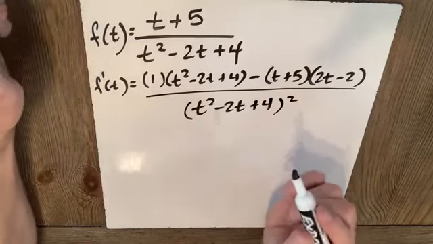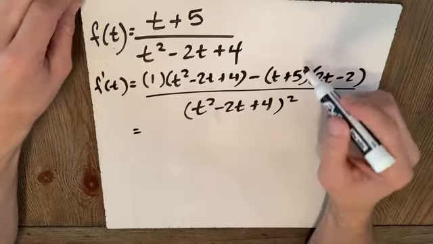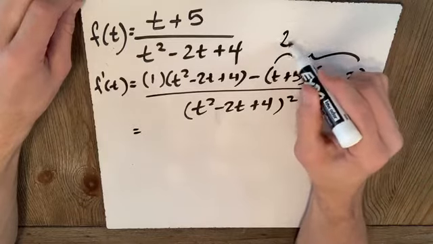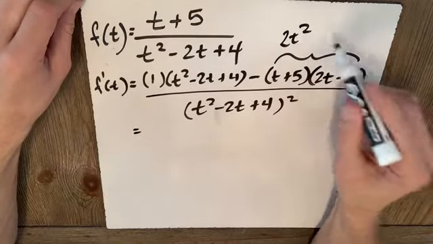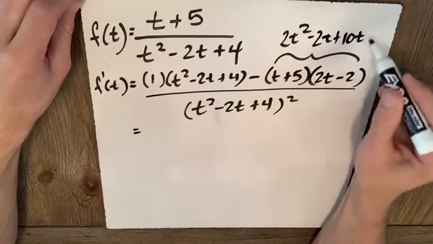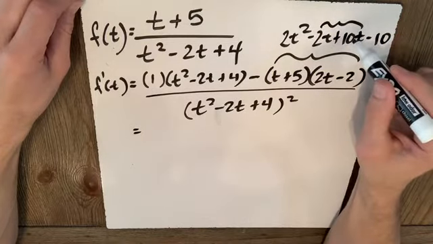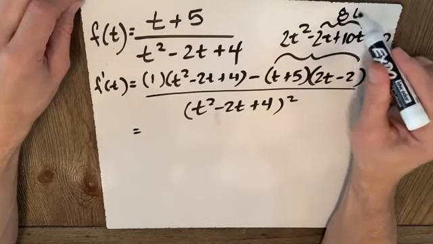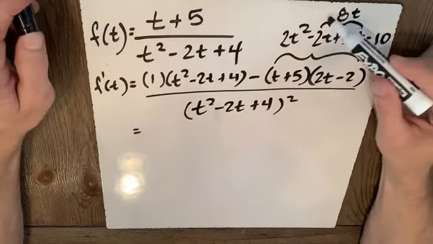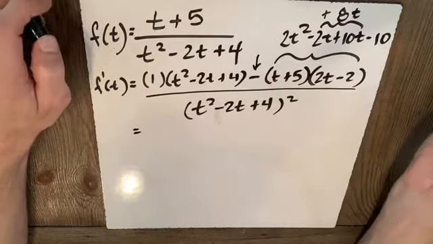on the bottom. So, of course, I want to FOIL this, and I would get t times 2t is 2t squared. Outer is minus 2t, inner is plus 10t, and last is minus 10. So if I combine these two, 10t minus 2t is 8t. So look what I'm going to do. I have 2t squared plus 8t minus 10, and I've got to take the opposite of that.